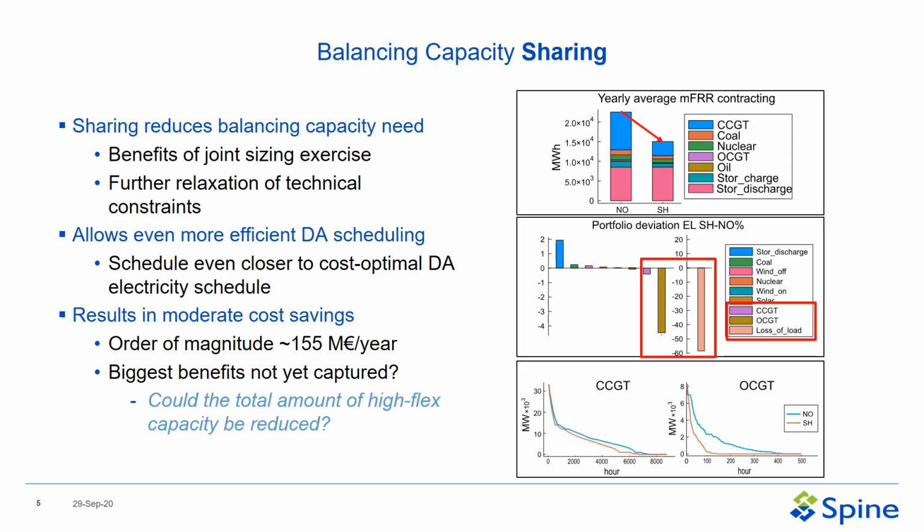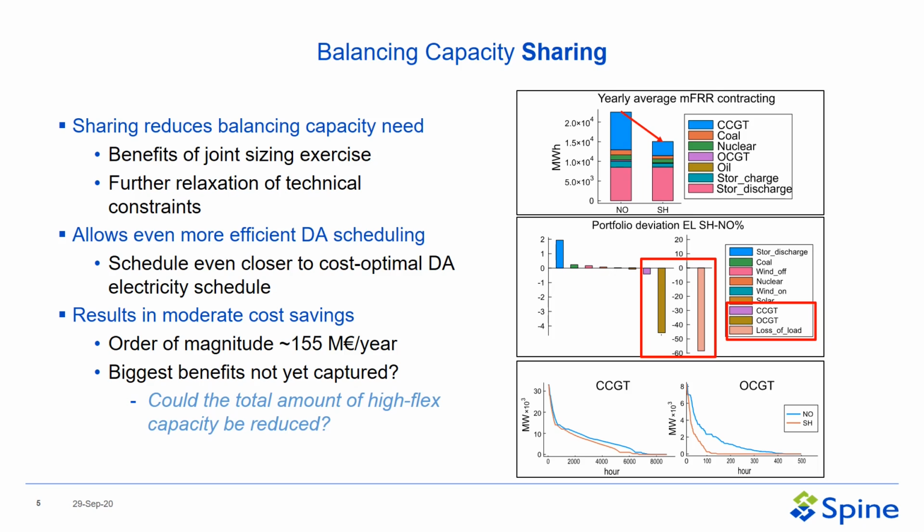If we look at the yearly average mFRR contracting, that's significantly lower, and this also results in a portfolio deviation for the electricity between the shared and the no coordination case, where we see that the CCGT, the OCGT, and the loss of load, so the expensive units, are significantly reduced compared to the no exchange case. And this results in moderate cost savings of about 155 million euros.